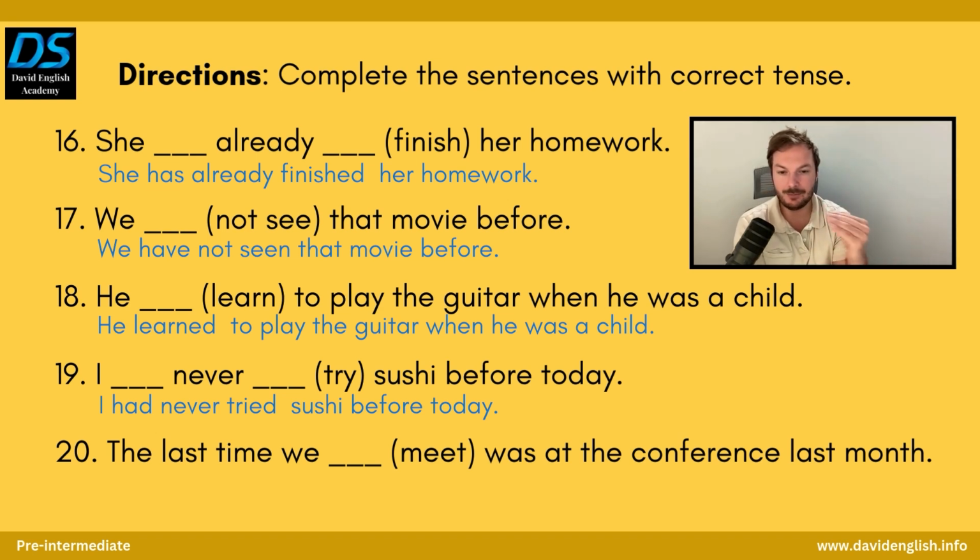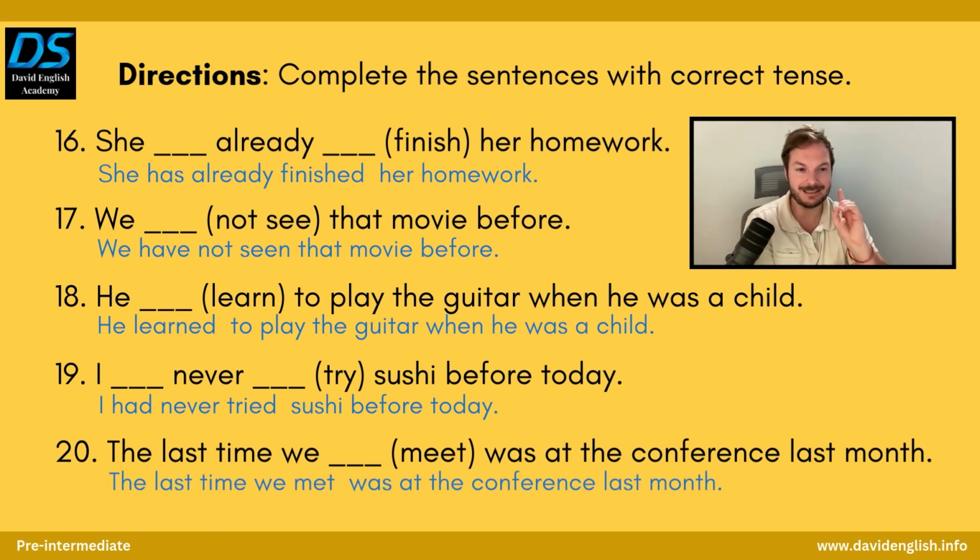20, the last time we meet was at the conference last month. Last month is finished. We're going to be in the past simple. We're going to be using the verb to. We're not going to be saying have and has. The last time we met was at the conference last month.